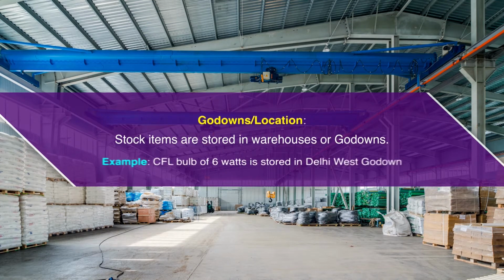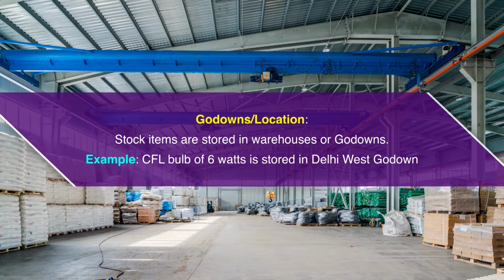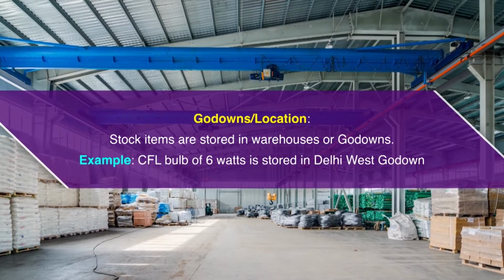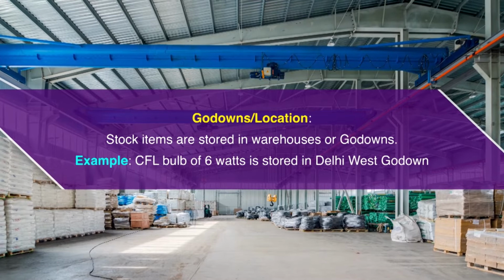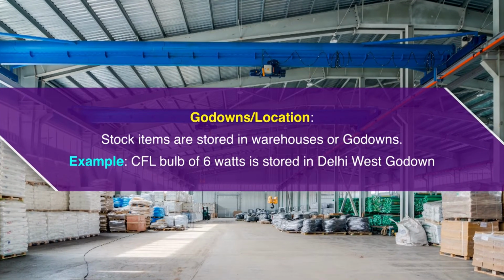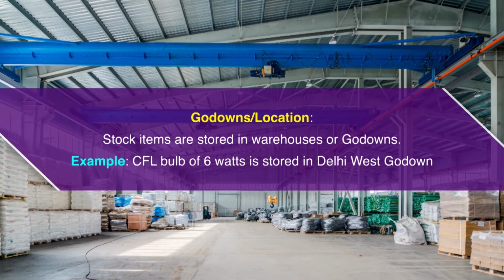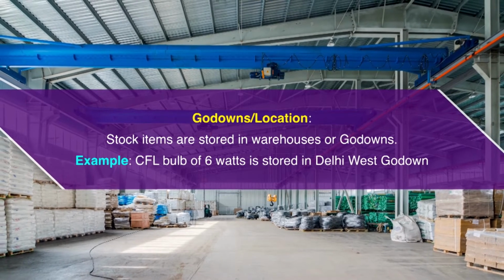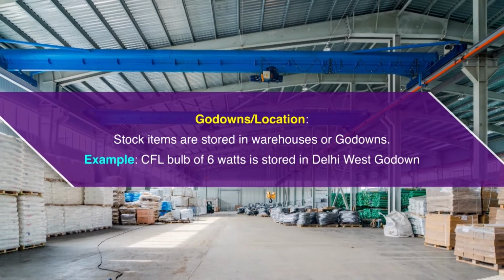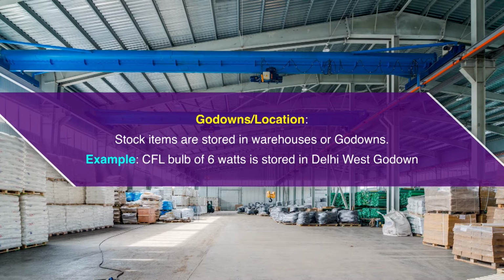The last option is godowns or locations. When you have stock items, it means that all the stock items cannot be stored at one place. You will need to store them at different locations, which are known as warehouses or godowns. Suppose, in the example, CFL bulb of 6 watt is stored in Delhi West godown. So, Delhi West will be the godown or the location within the inventory info.